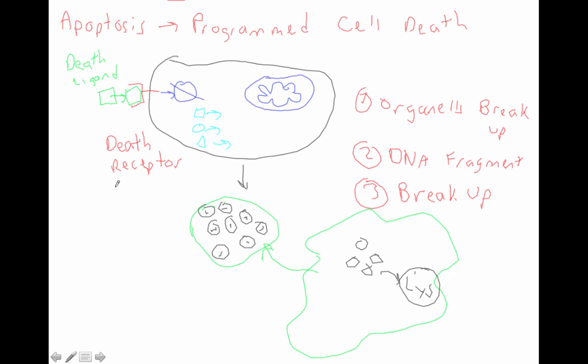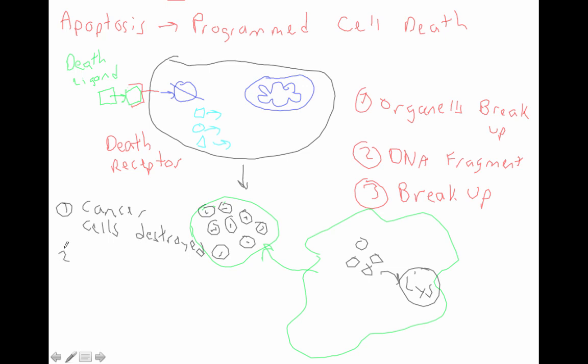I'm going to list a few examples of apoptosis that is very beneficial to us. This is how we get rid of cells that are cancerous. So cancer cells are destroyed.